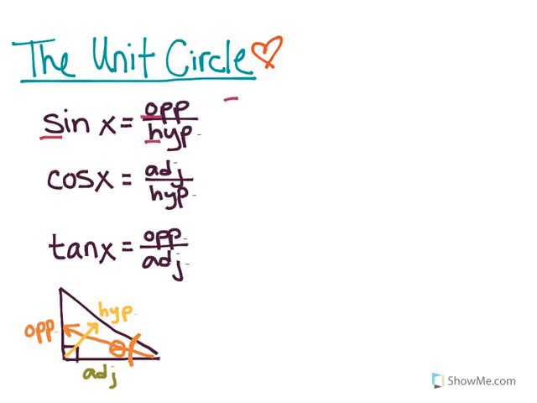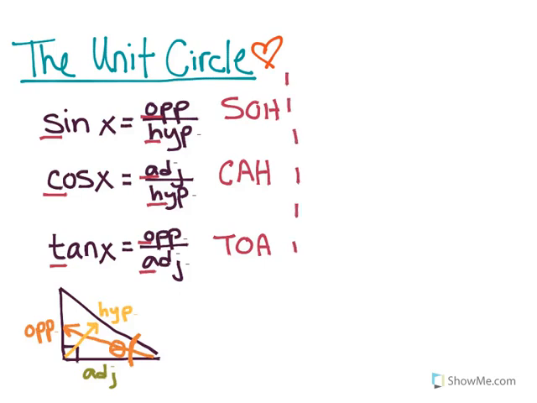S-O-H, which gives us so. We also have cosine, which is C-A-H, so ka. And then we have tangent, T-O-A, which is toa. So this is all combined to say SOHCAHTOA. And that's just a really nice phonetic way of remembering those ratios.